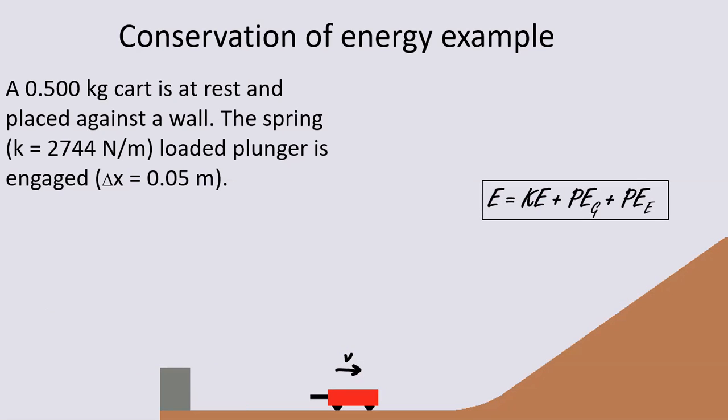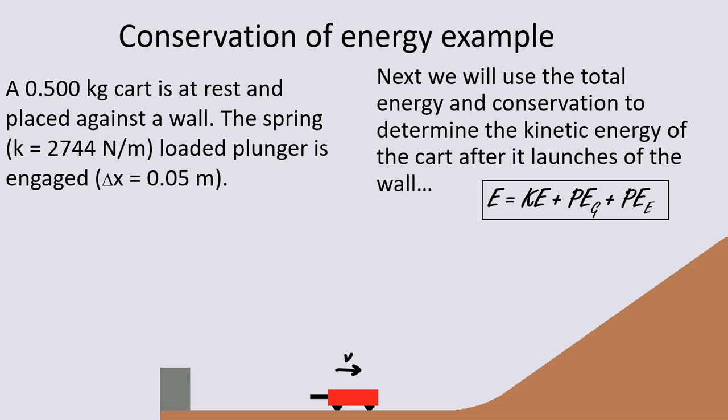Alright, so now the cart has been launched off of the wall here. It's cruising along to the right. And so now we want to look at the speed that it's going to have. In order to do that, we want to find the kinetic energy, because that's the energy of motion. So again, there's no gravitational potential energy. Now there's no elastic potential energy. So at this point, our total energy that we had to start with will be equal just to our kinetic energy. So again, we'll fill in all the pieces there in our equation.